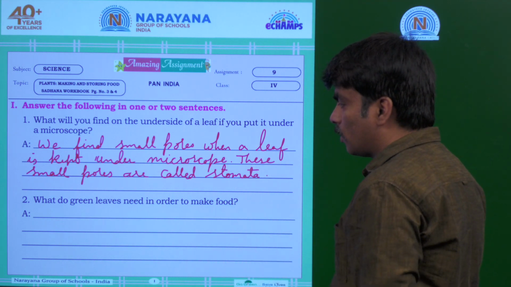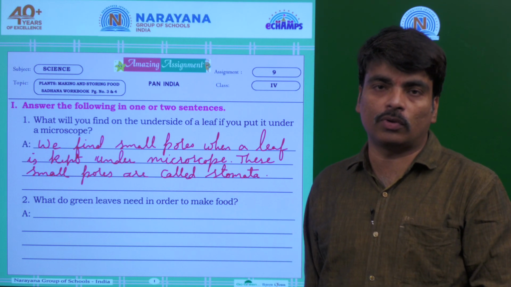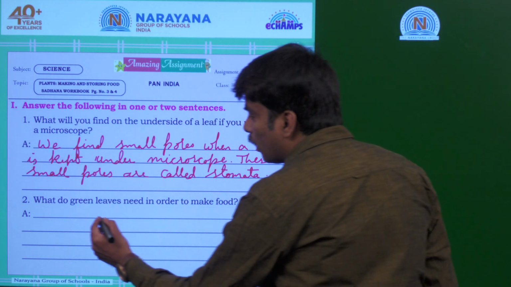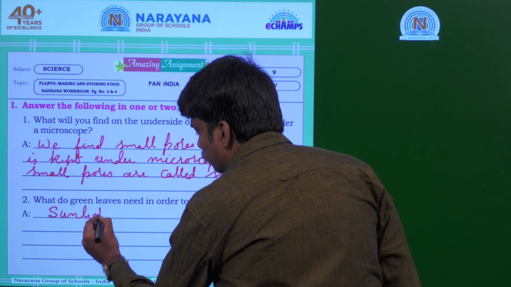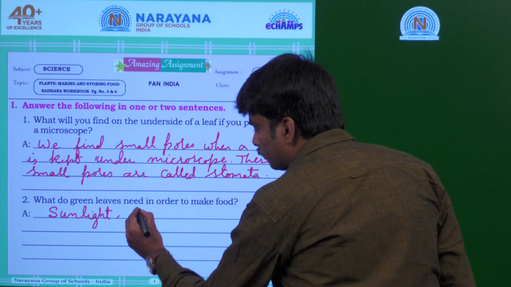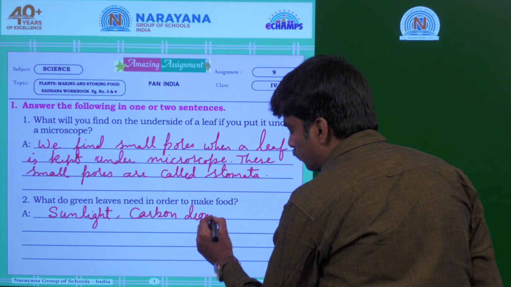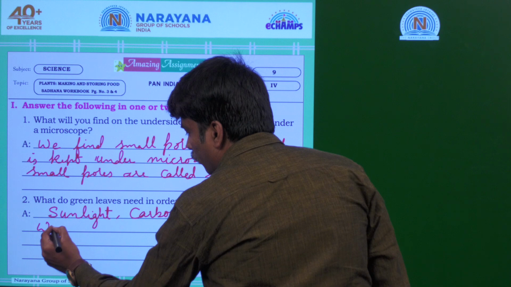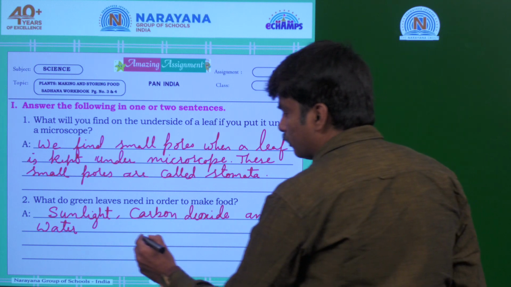We'll go to the next question. What do green leaves need in order to make food? As we know that plants prepare their own food. In the process of making food, what are essentials? What are important? Primarily, it requires sunlight, what else? Carbon dioxide, and water. These three are very much essential.